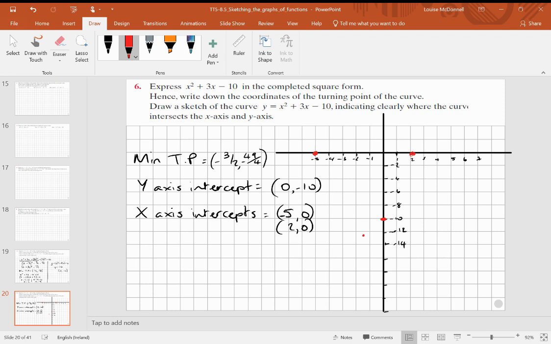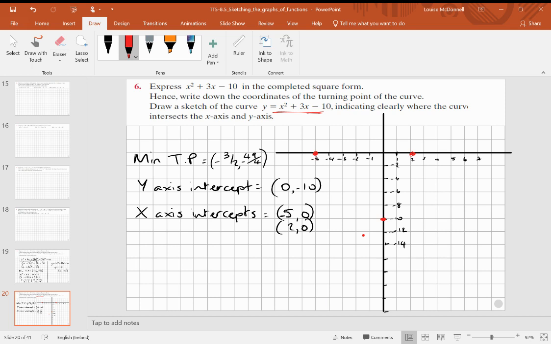Now that will be the line of symmetry for that graph. So what you could do if you wanted to is pop that into your calculator using your table format and find the other points between minus 5 and 2 if you wanted to draw it really, really accurately. But this should be enough to sketch it.